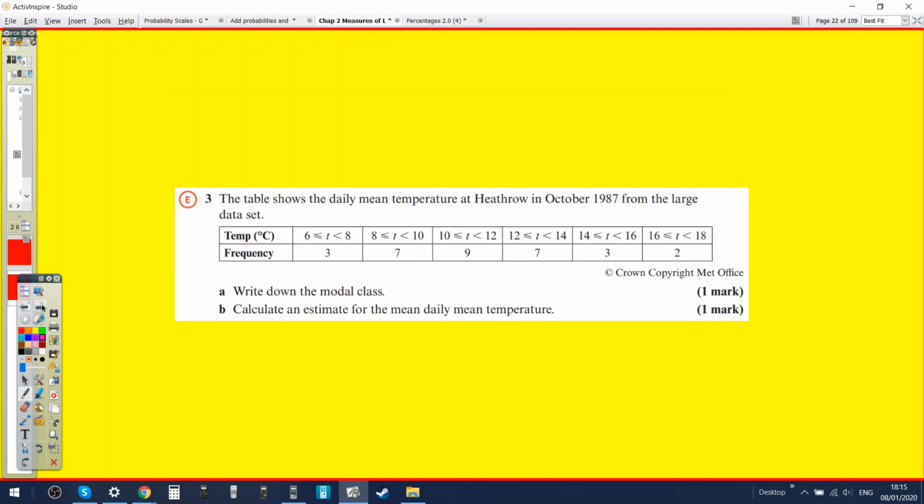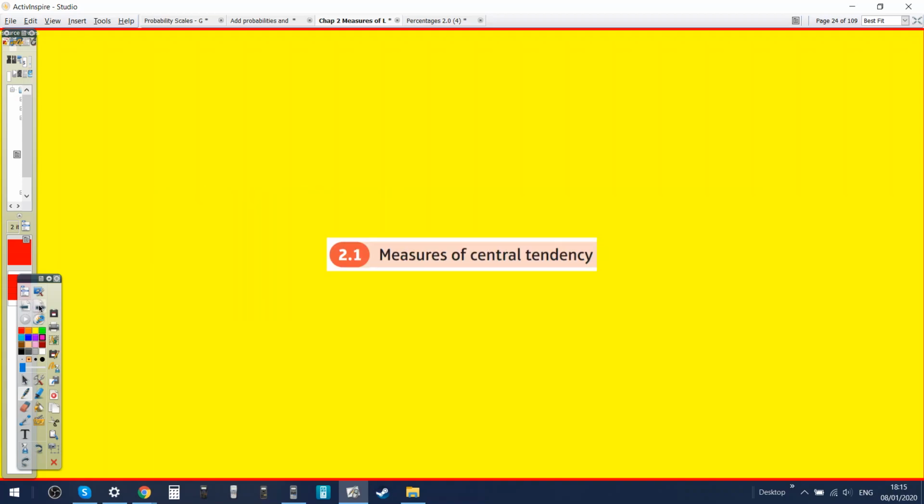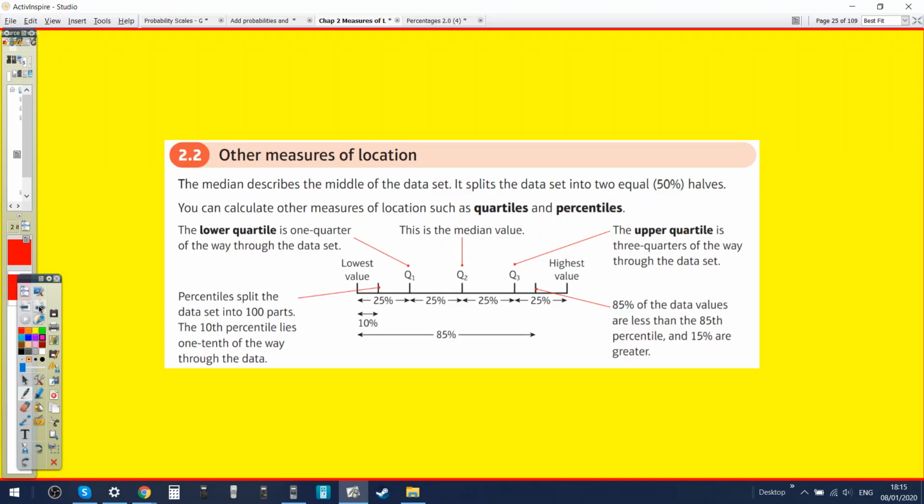That's fine. Model class, estimate, fine. Okay, other stuff. So median is in the middle. Lower quartile is like the median of the bottom half. Upper quartile is the median of the top half. GCSE, lower quartile, upper quartile; A level, Q1 and Q3. Different name, same thing.